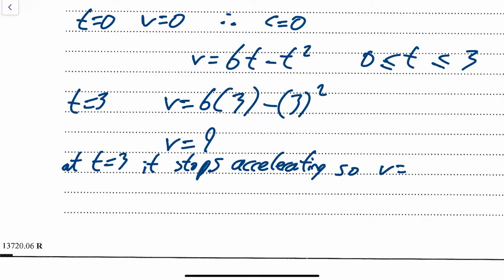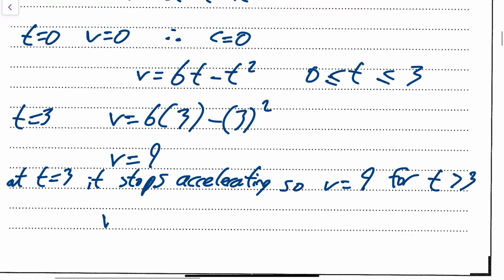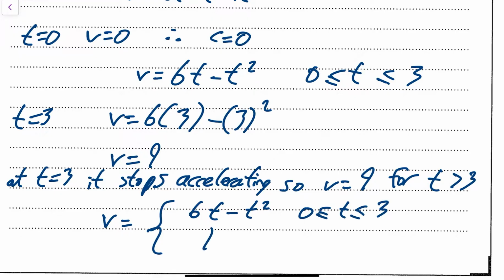So v equals 9, and that's for t greater than 3. So that means your function v changes. It's 6t minus t squared for the first 3 seconds, and then after 3 seconds it stays at a constant speed of 9.